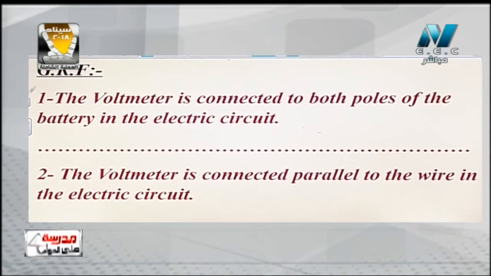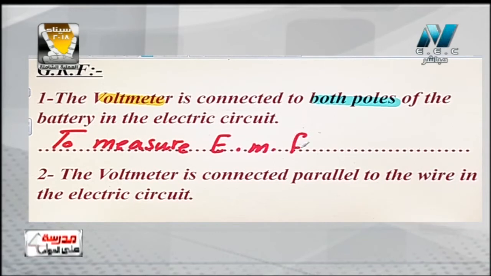Next one is, it says give reason for here a voltmeter is connected to both poles of the battery in the electric circuit. Be careful, here we have two functions of the voltmeter. But in this question, we talk about a voltmeter connected to both poles of the battery in the electric circuit. Here to measure what? Yes, to measure electromotive force. Because we talk about poles of the battery and we have some electric cells.